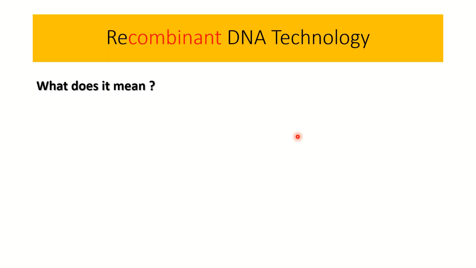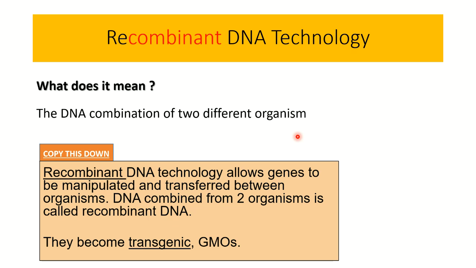This video aims to give you an overview of recombinant DNA technology. What I want you to really learn from this slide is the definition: what is recombinant DNA? Recombinant DNA is when DNA is combined from two organisms. Recombinant DNA technology allows us to manipulate and transfer DNA. But the definition is very important, you have to memorize it: DNA combined from two different organisms.